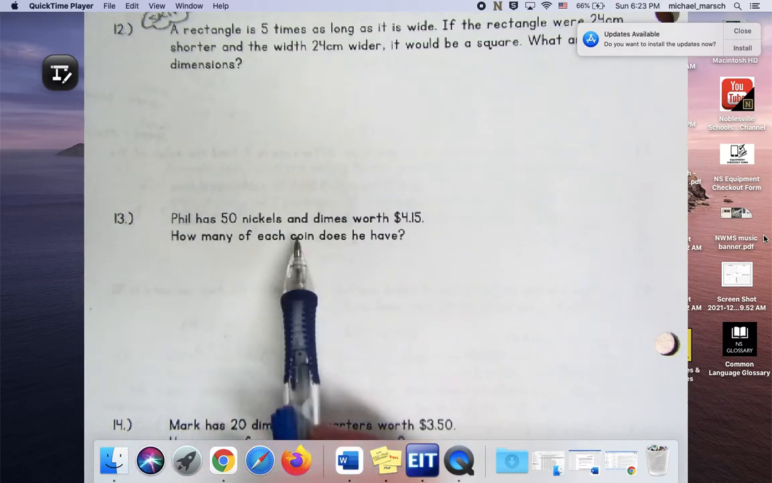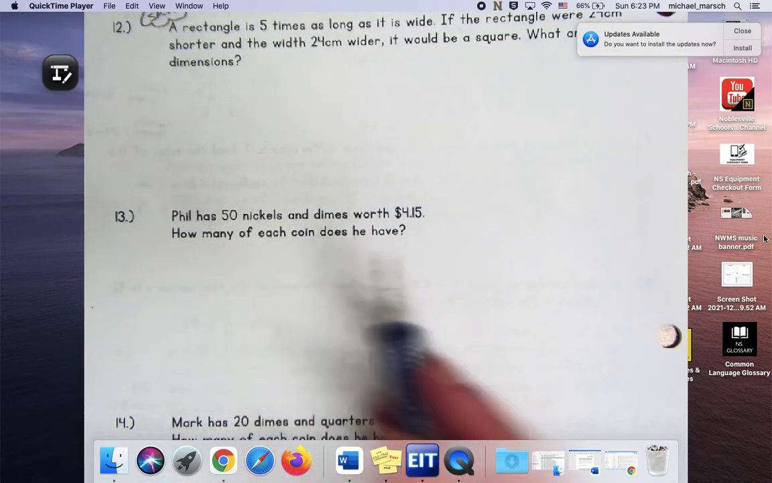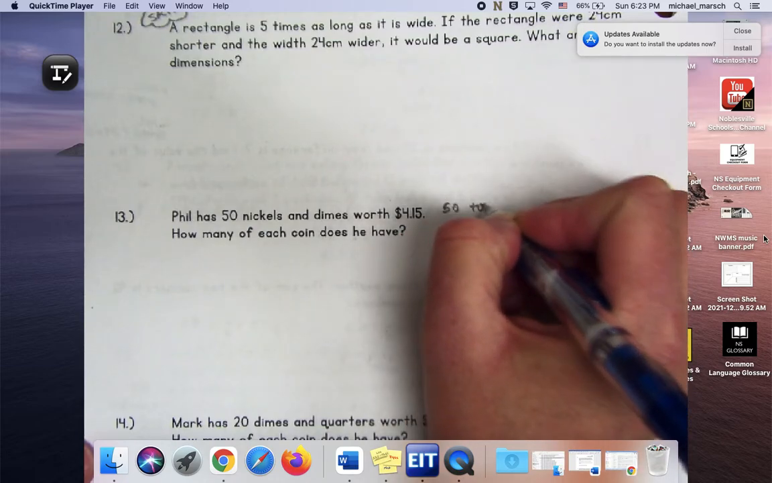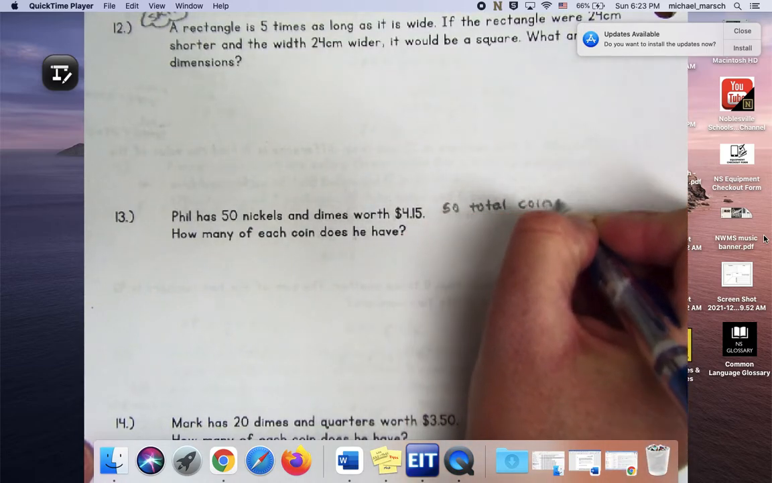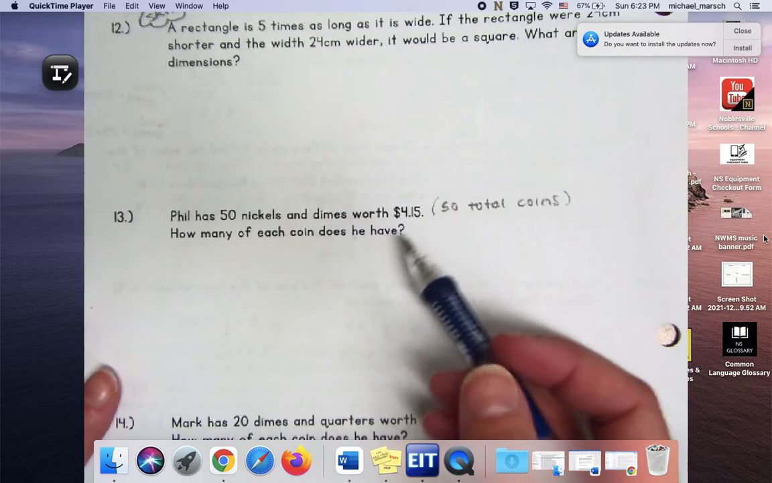Phil has 50 nickels and dimes worth $4.15. So that tells me he has a total of 50 coins. How many of each coin does he have? Okay, you might be thinking this is not enough information, but it is. But wait, there's more. Let me make sure I have the right answer here before I lead you guys astray. Hold on. Okay, so we know that he has nickels and dimes.